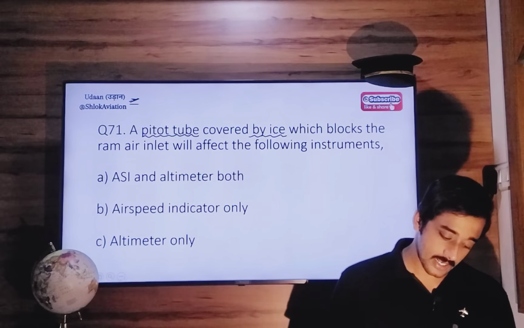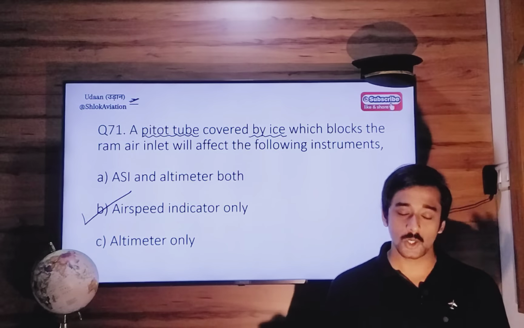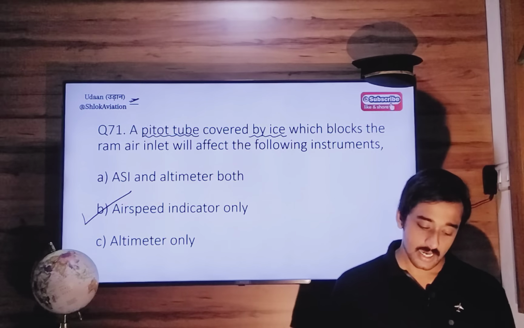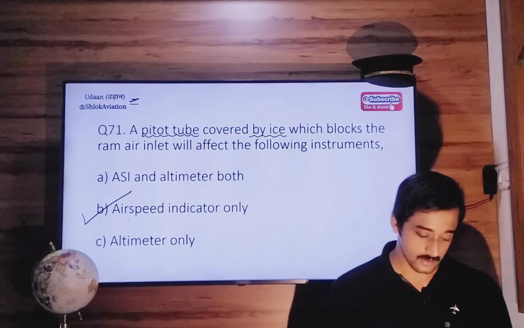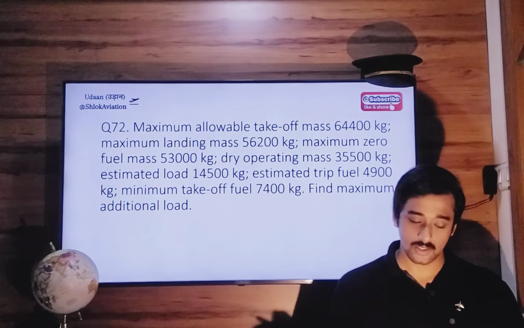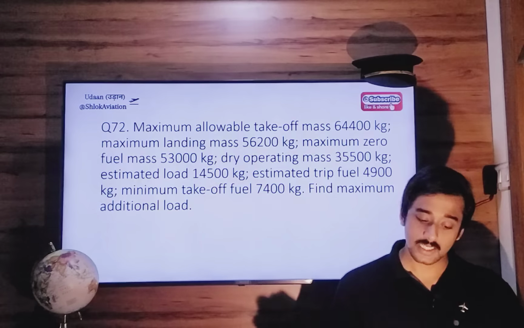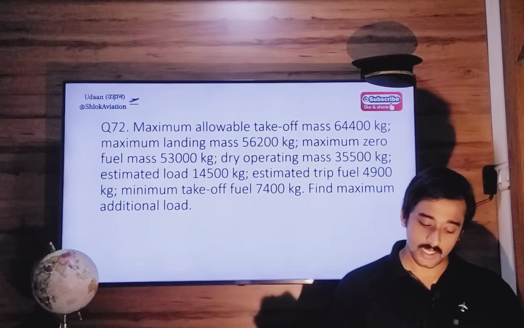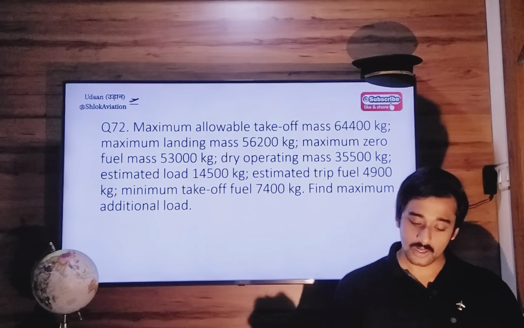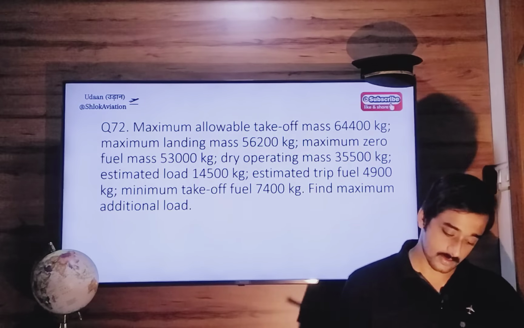So the correct answer here is airspeed indicator only. A pitot tube covered by ice which blocks the air inlet will affect what instruments? Airspeed indicator instrument only. 72. Maximum allowable takeoff mass 64,400, landing mass 56,200, zero fuel mass 53,000, dry mass 35,500, estimated load 14,500, trip fuel, minimum takeoff fuel is given. What to find? Additional load.